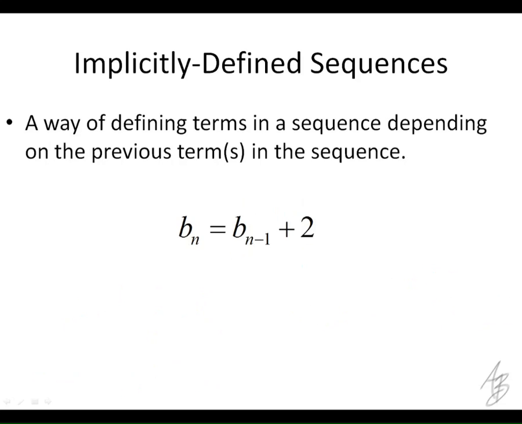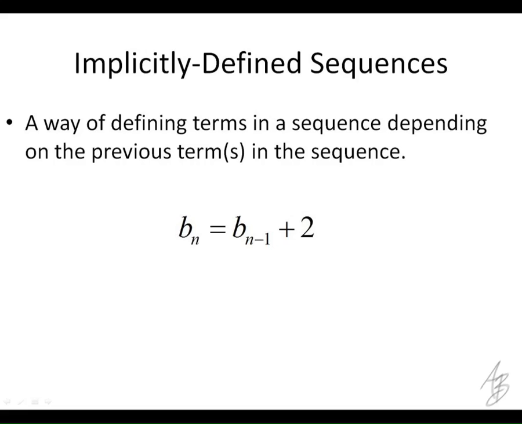An implicitly defined sequence is a way of defining terms in a sequence depending on the previous term or the previous terms. It doesn't have to be just the one before it. In fact, it doesn't even have to depend on the one before it. It could be any term before it. Or it could be a combination of terms before it. So this right here is an example of an implicitly defined sequence.